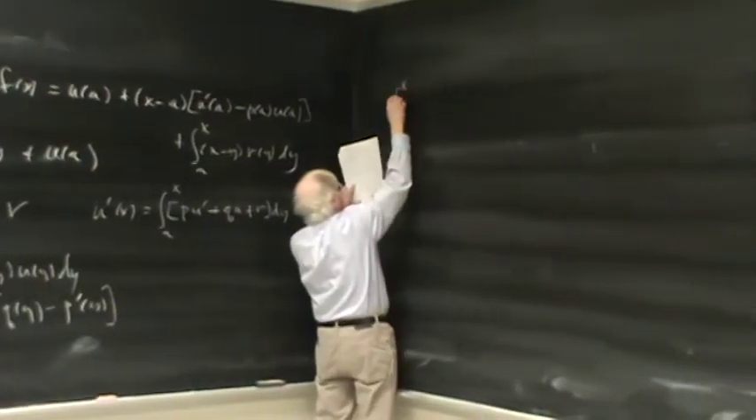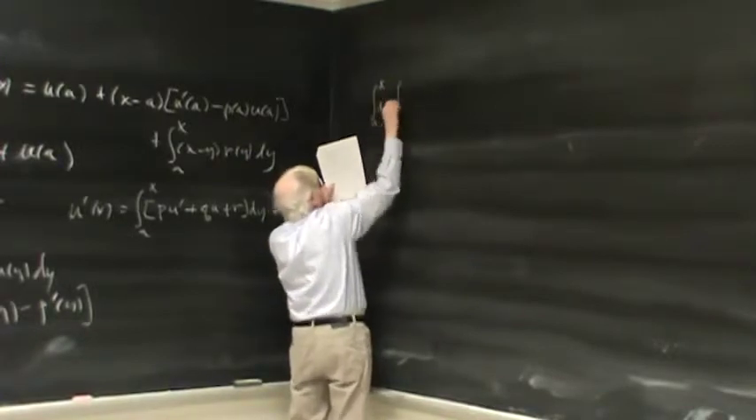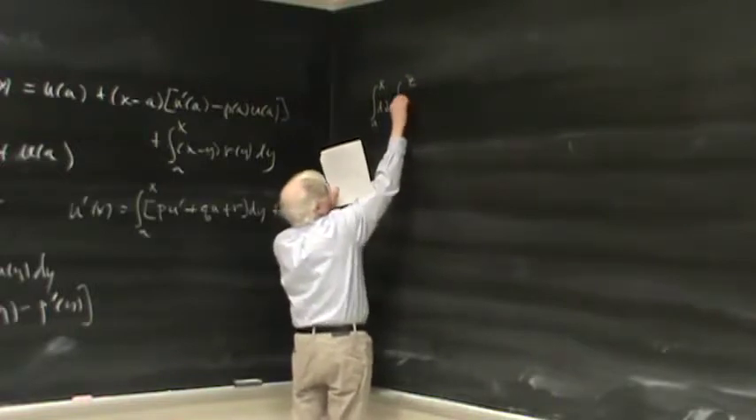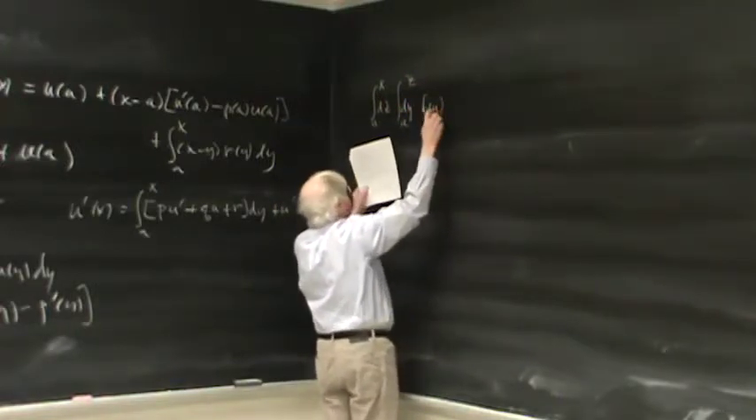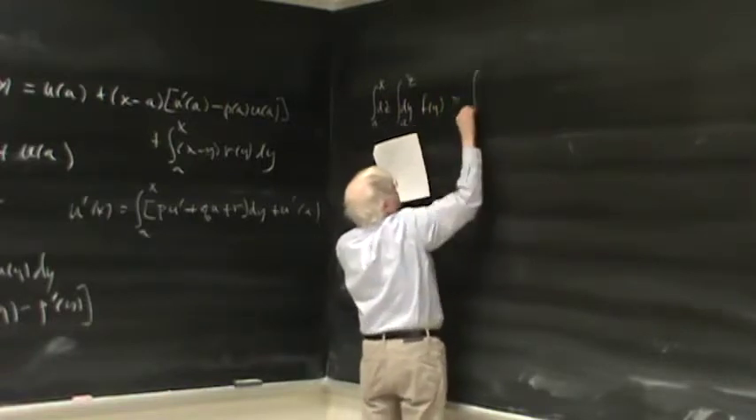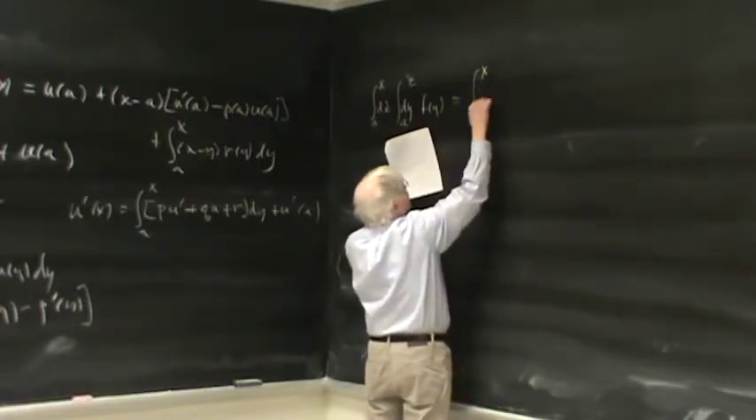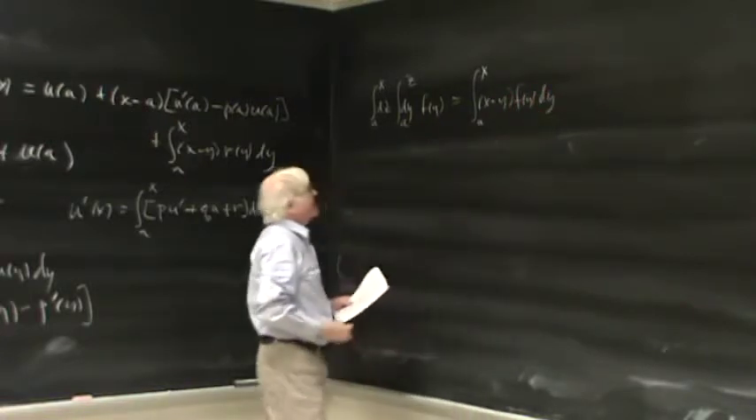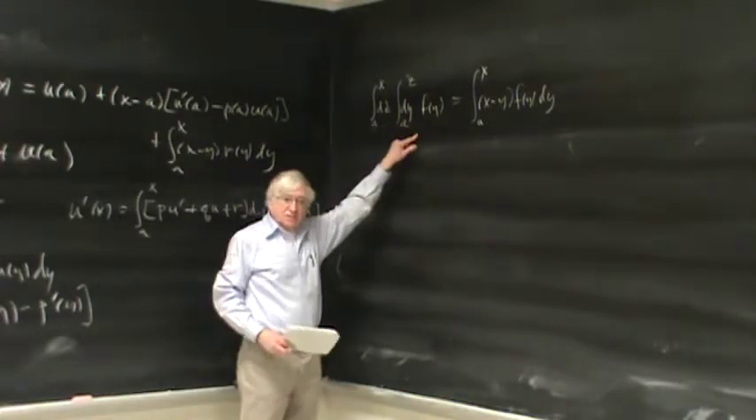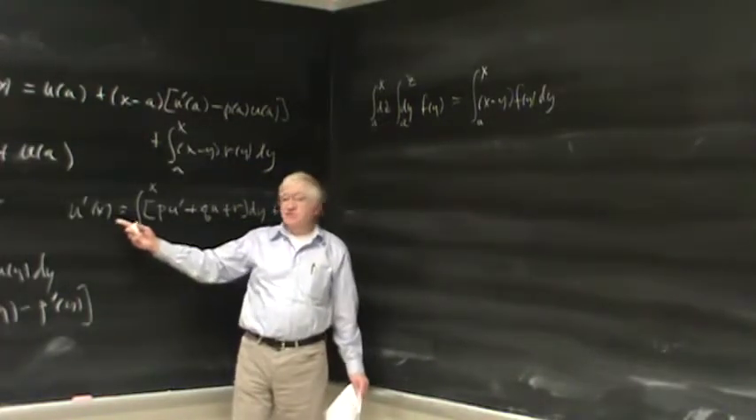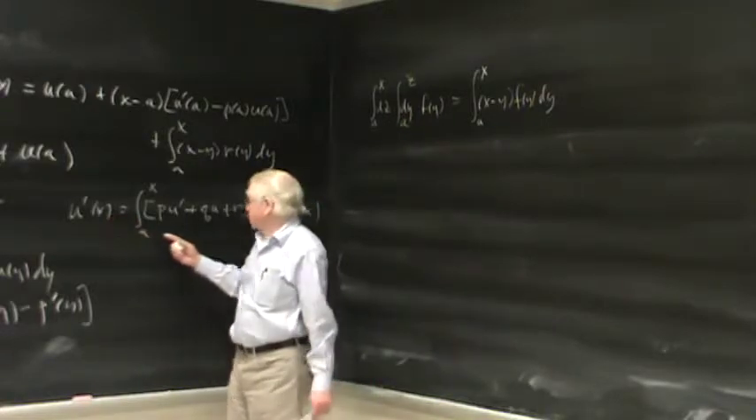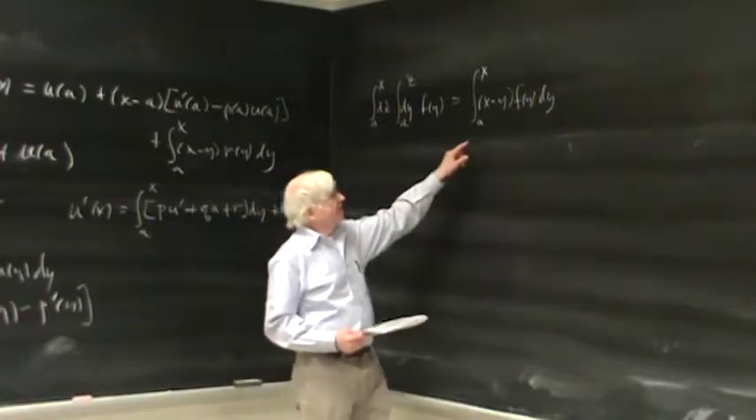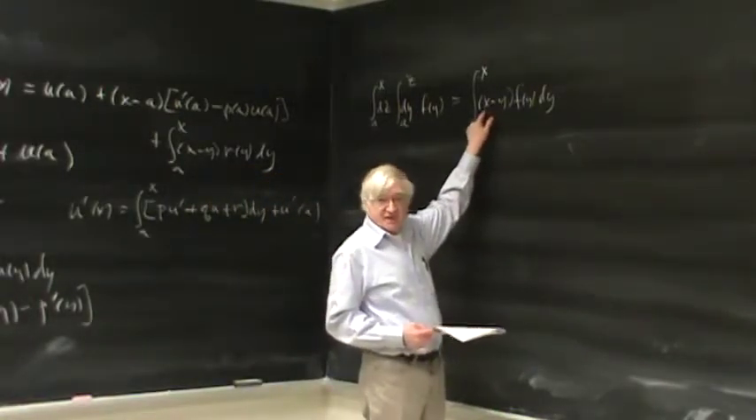Integral from a to x dz, integral from a to z dy of f of y is equal to an integral a to x of (x minus y) f of y dy. So in other words, a double integral, which is what we're going to encounter if we integrate this equation a second time, is equivalent to a single integral, but with a kernel.